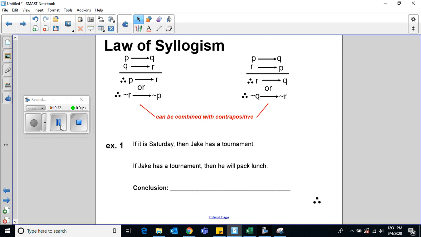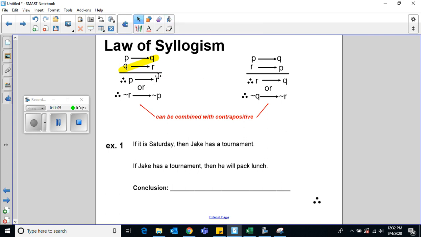Okay, so the law of syllogism has a couple of different forms you can see it in. The first one, you can go if P then Q, and then you're going to have if Q then R. So you're always going to have two conditional statements to start with. And the funny thing about this one is that on the diagonal should be the same. And then those will cancel out, and then you can say therefore if P then R.